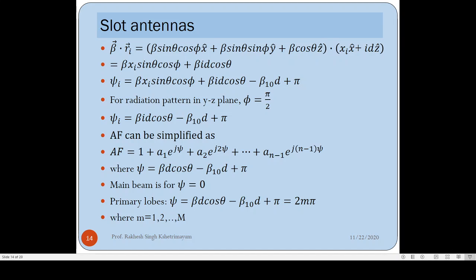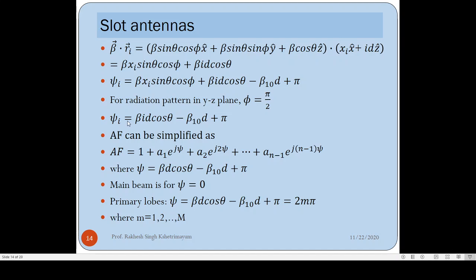And most of the time we actually consider radiation pattern for E plane and H plane. Here we'll consider radiation pattern for the YZ plane. In that case, phi will become pi by 2. Phi equal to 0 is the XZ plane, phi equal to pi by 2 is the YZ plane. So in that case, phi is pi by 2, cos of pi by 2 will become 0. So this term also goes away. So simply what we have is psi I is beta id cos theta minus beta 10 d plus pi. So now we can find out the array factor. Array factor is 1 plus a1 exponential j psi.